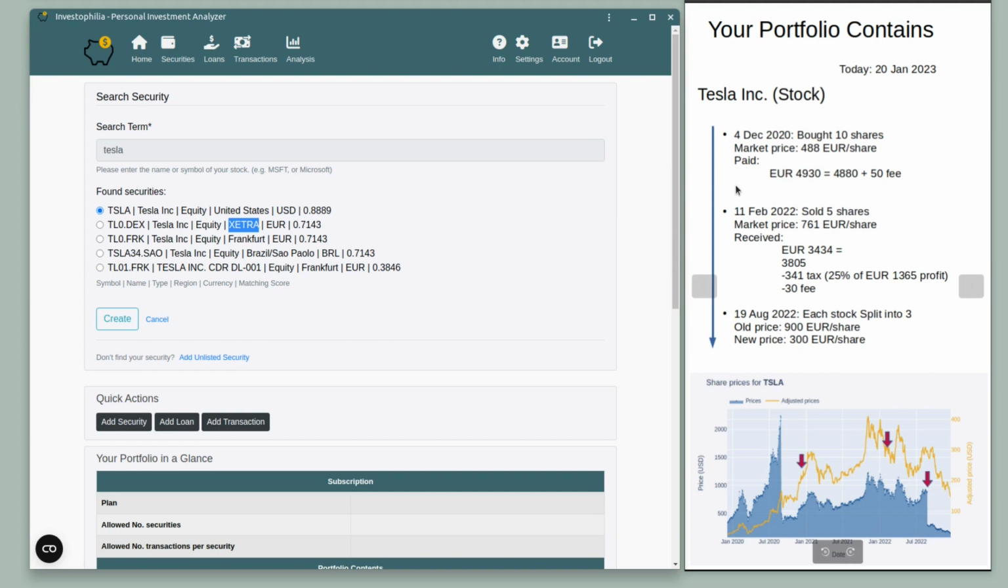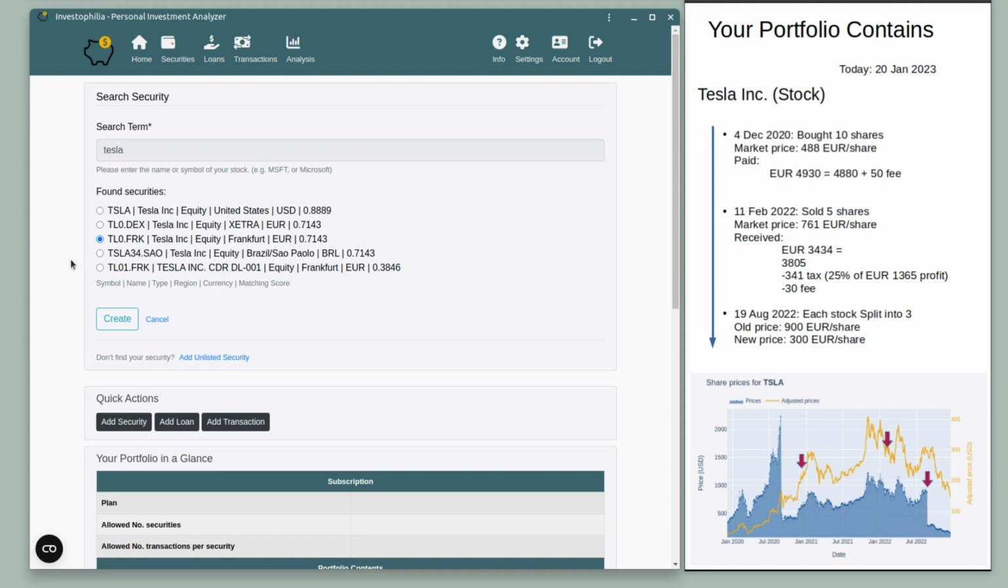You may have realized that my transactions were denominated in euro, so most probably I have bought my stock from a European market. Let's assume that I have bought it from Frankfurt Stock Exchange. Then in this case, I would prefer to choose this one.